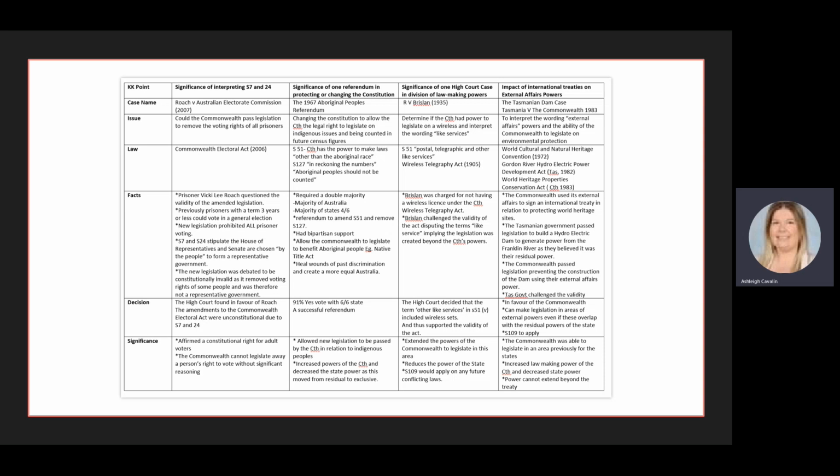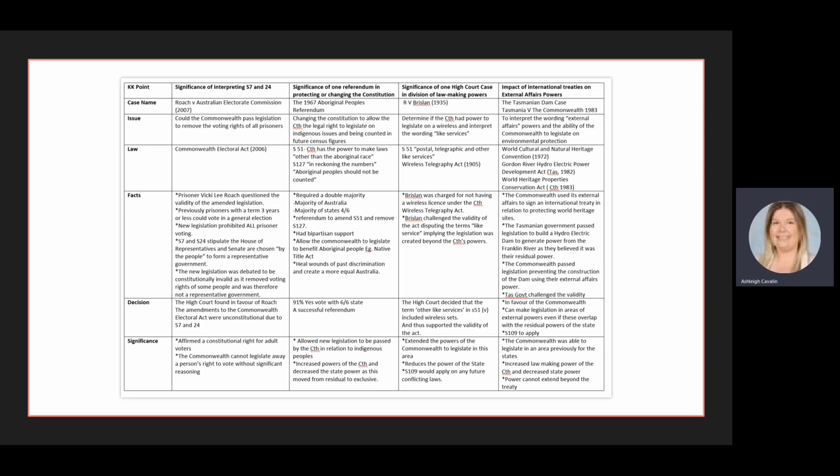This referendum was successful because it had bipartisan support, which means both parties on both sides of Parliament, Labor and Liberal, were both in support of this change. Why is this really important? Well, it allowed the Commonwealth to legislate on behalf of Aboriginal people to benefit them, for example, the Native Title Act. And it also aimed to heal some of the wounds of past discrimination and create a more equal Australia by removing some discriminatory parts of our Constitution. There was actually a 91% yes vote, and all of the 6 states voted yes, making it a successful referendum.